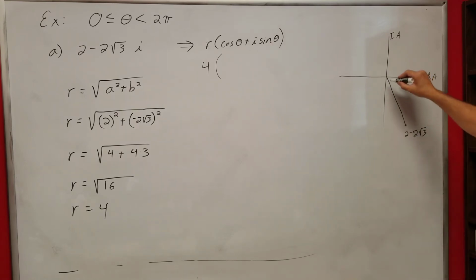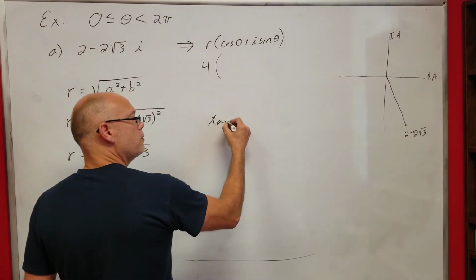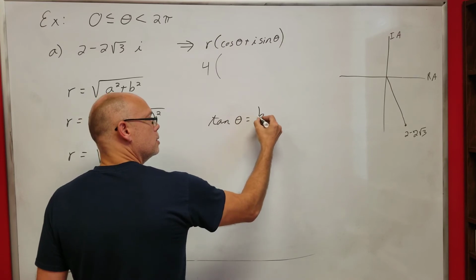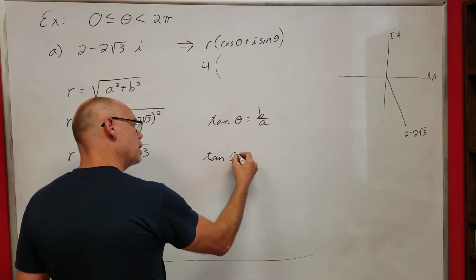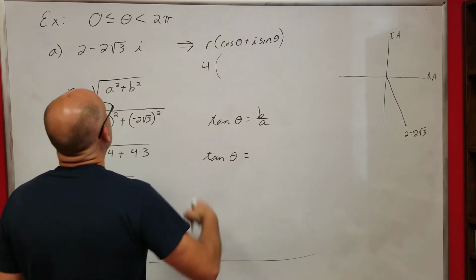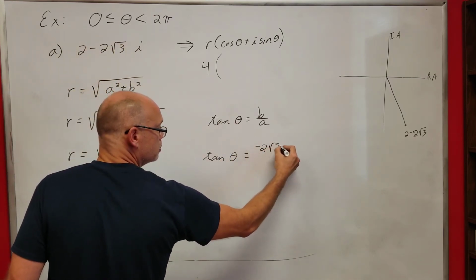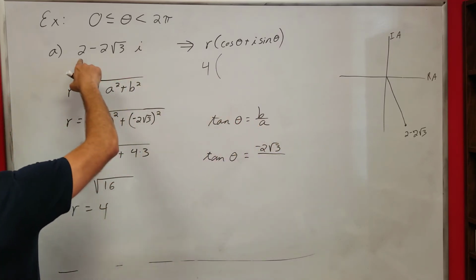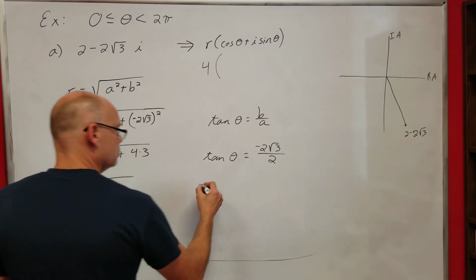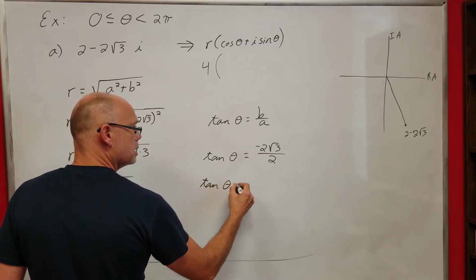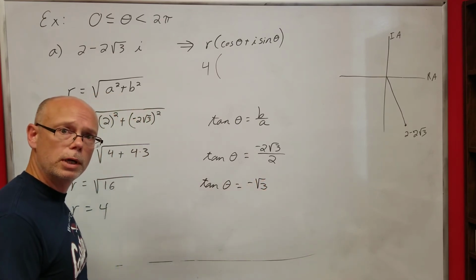All right, I just found this r just a minute ago. Now I need to find theta. So I'm going to use the fact that the tangent of theta is equal to b over a, okay? So the tangent of theta is going to equal, what's my b value again? Negative 2 square roots of 3 over a. What is my a value again? 2. So that's the tangent of theta is equal to negative square root of 3 over 1, right? Or I could say negative square root of 3.